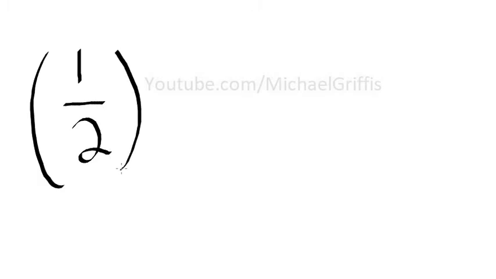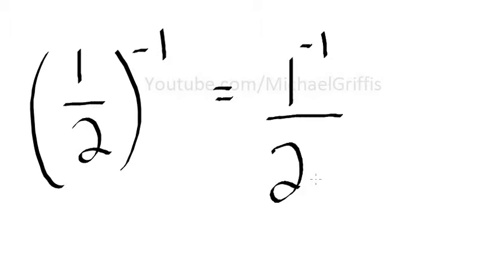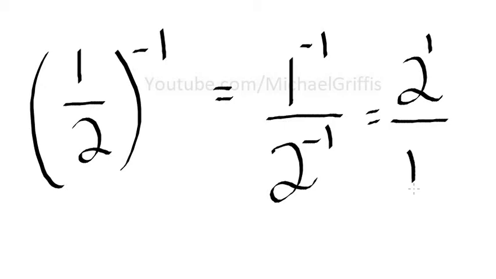What about if we had 1/2 raised to the negative 1? So this becomes 1 to the negative 1 over 2 to the negative 1. But we just switch places. So this is 2 to the first over 1 to the first, which is all equal to 2.